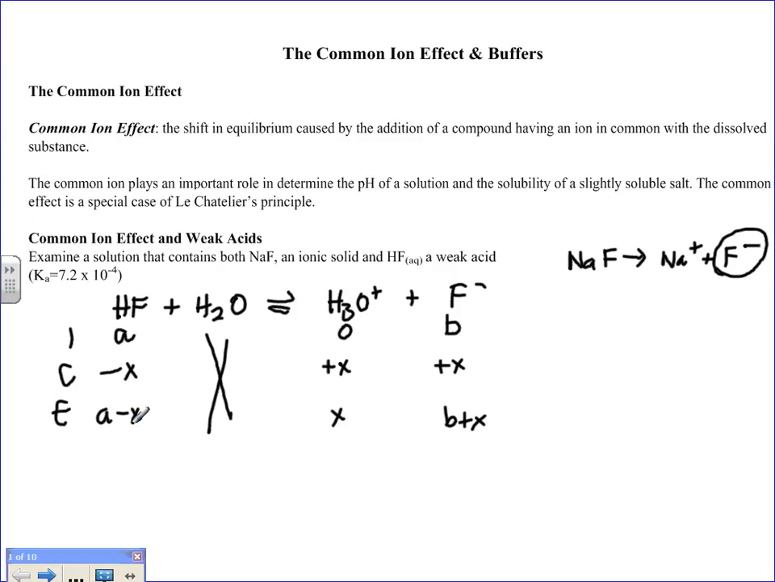So what we can see if we think about this a little bit is that this equilibrium isn't going to go as far forward as it would have had there been no common ion. So what the common ion does is it causes the reaction not to go as far forward as it normally would. And we'll see some examples in a few minutes. The biggest difference here is that the common ion, or in this case, the F-, does not have 0 as its initial concentration because it was provided by the salt NaF.